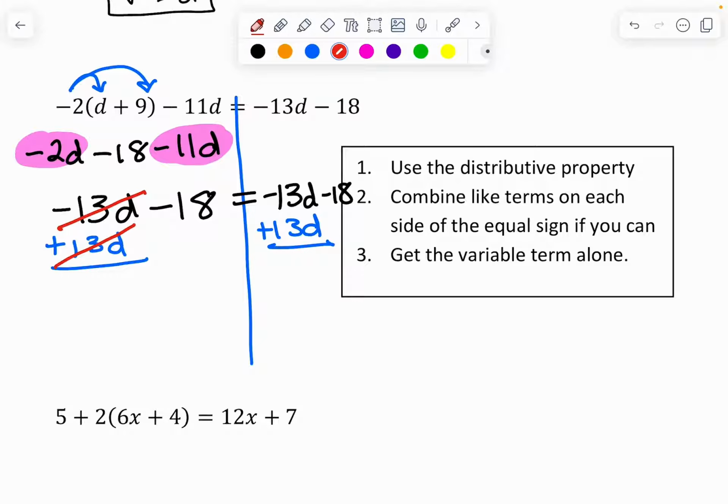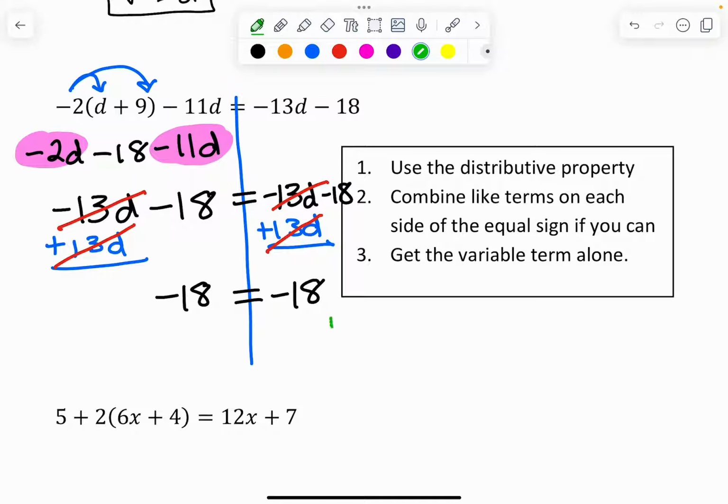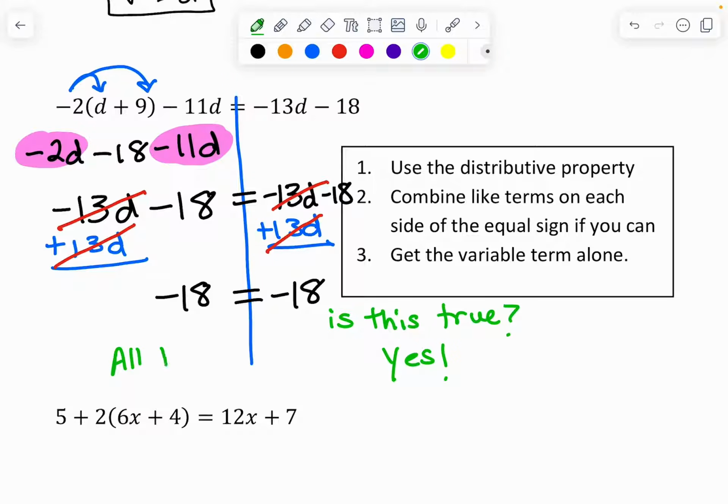Negative 13d plus 13d cancels. Negative 13d plus 13d cancels. So that means all of the d's are gone now, and we just have negative 18 equals negative 18. Now, the question is, is this true? So the answer is yes, it is true. Negative 18 does equal negative 18. So our answer is all real numbers.